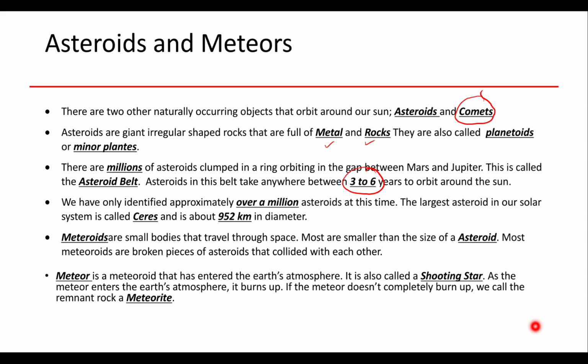But every once in a while, one of them will come in close and cross the path of the inner planets, and then we have to worry about them becoming meteoroids. Okay, they're traveling through space, and they can be the same size as an asteroid, but now what's happening is they're not staying within their main area. And then if they enter our atmosphere, we call it a meteor, and sometimes we call them shooting stars. And if a small part hits the ground of the Earth, we call it a meteorite.